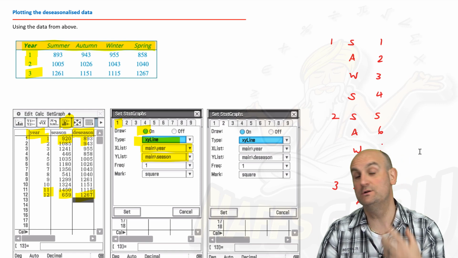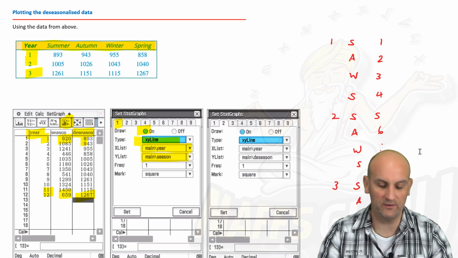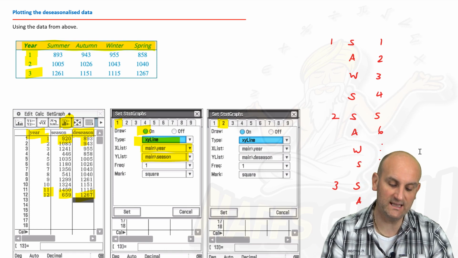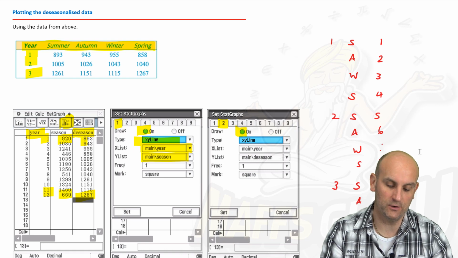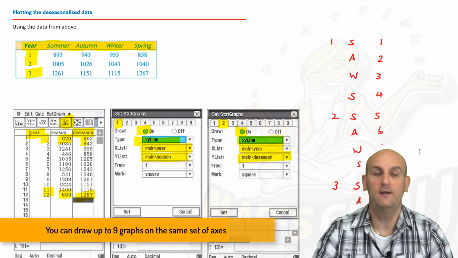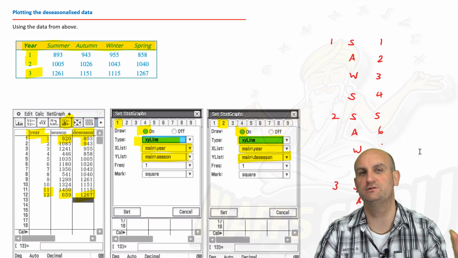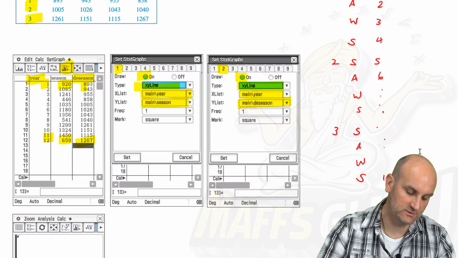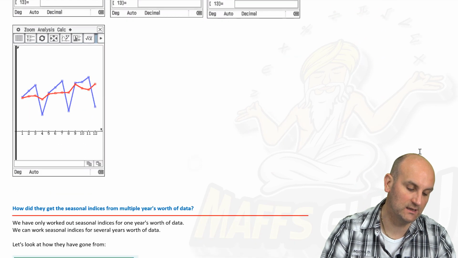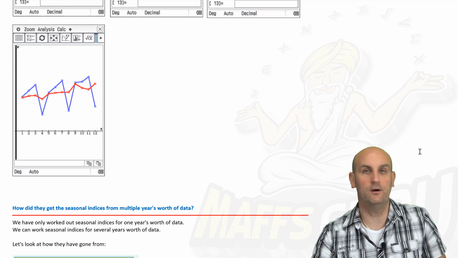Okay, now this is new. We haven't done this in a previous video, or you may not have done it with me, but you may have done it yourself. What I can now do is click on this second tab and make sure it's switched on. Again, do an XY line, but this time I'm going to do year versus my deseasonalized data. That will give me my original graph and my deseasonalized graph. Obviously I could have done this on my calculator, but I think it's quicker just to show you the screenshot. And lo and behold, there we go.